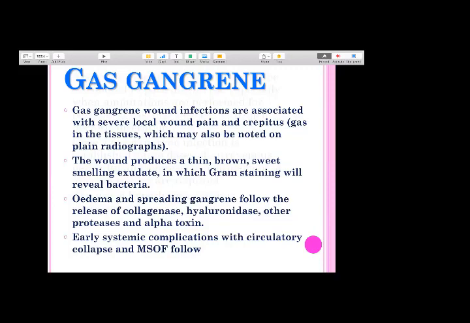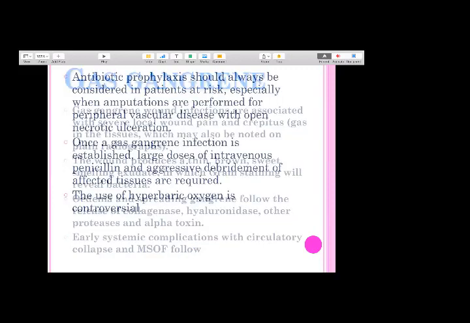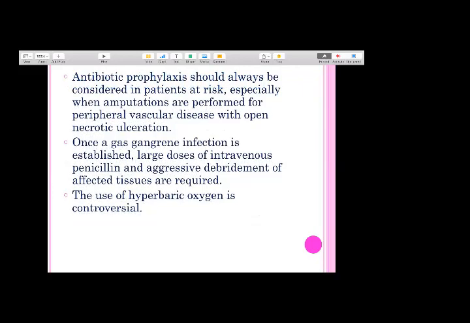Antibiotic prophylaxis should always be considered in patients at risk, especially when amputations are performed for peripheral vascular disease with open ulceration. Once gas gangrene infection is established, large doses of IV antibiotics and aggressive debridement of affected tissue are required. The use of hyperbaric oxygen is controversial. What is hyperbaric oxygen? Basically, you put the patient in a chamber with oxygen. It's said to promote wound healing, but it's still controversial.